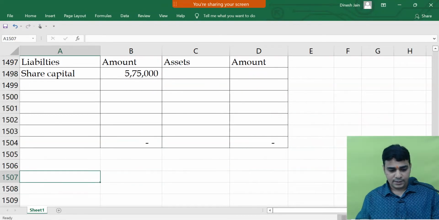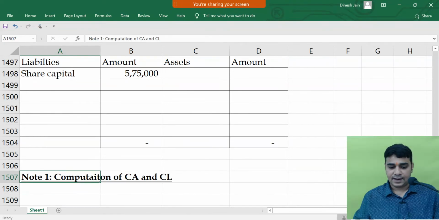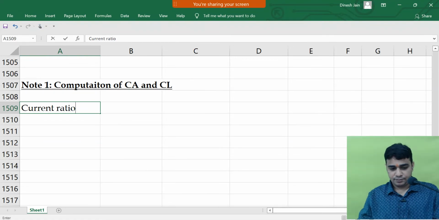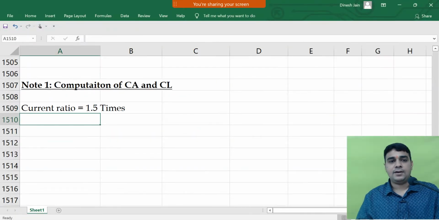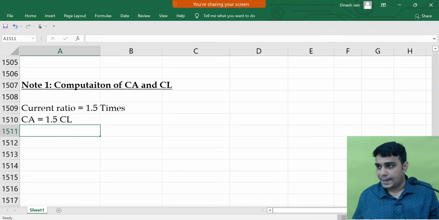Now note 1, computation of current asset and current liability. Current ratio is 1.5 times. So I can say current assets is equal to 1.5 current liability.